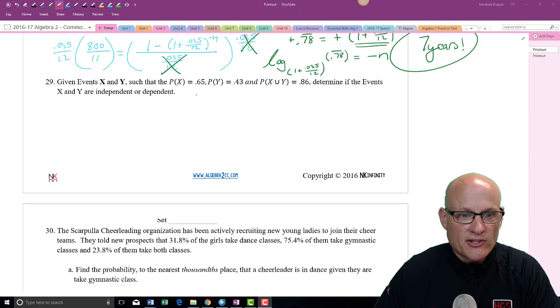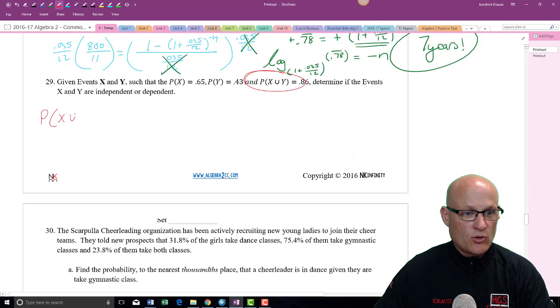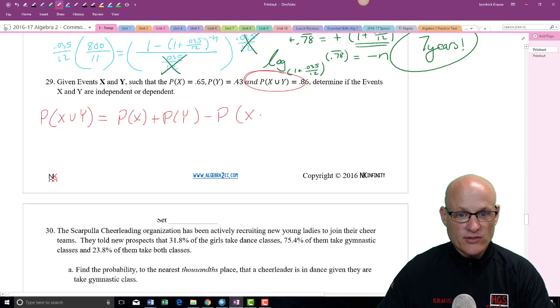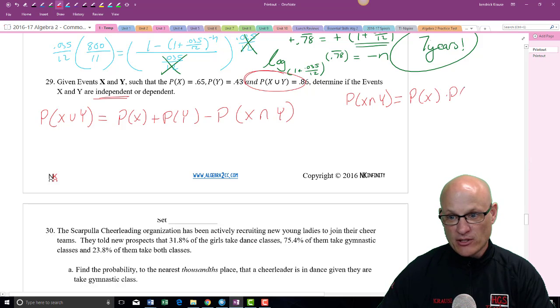Events X and Y such that probability of X... Oh, I see an OR. As soon as I see an OR, I'm going to write my OR formula. Probability of X or Y is equal to the probability of X plus the probability of Y minus the probability of X and Y. Determine if the events are independent or dependent. So, my simple test for independence would be this. Probability of X and Y is equal to the probability of X times the probability of Y.